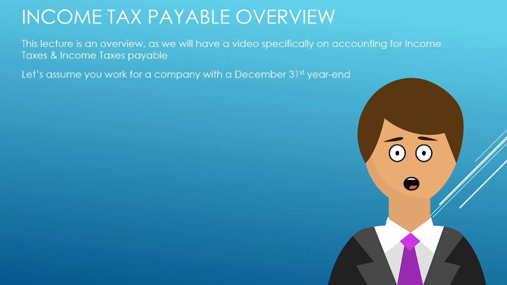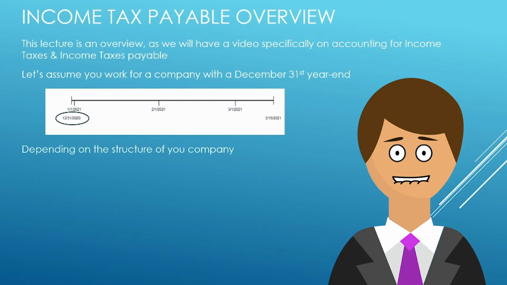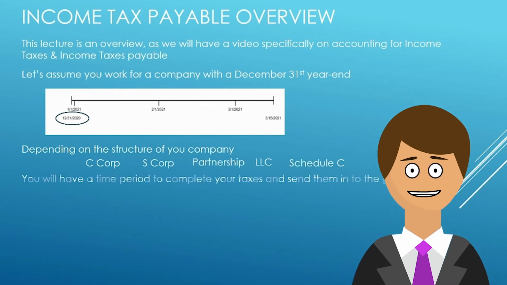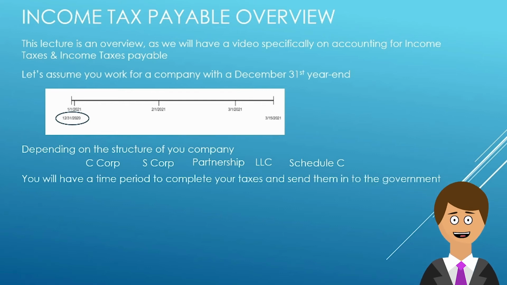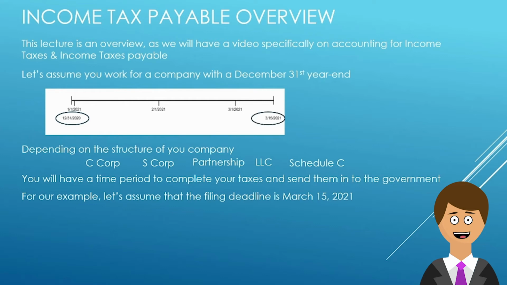Let's assume you work for a company with a December 31st year end. Depending on the structure of your company, whether you're a C corporation, an S corp, a partnership, an LLC, a Schedule C, your year end will be different and your tax deadline will be different. But you will always have a time period to complete your taxes and send them in to the government from your year end, in this case December 31st, to March 15th, 2021, which, for our example, will be our filing deadline. So we've got that 2.5 months to complete our tax return and get it into the government.